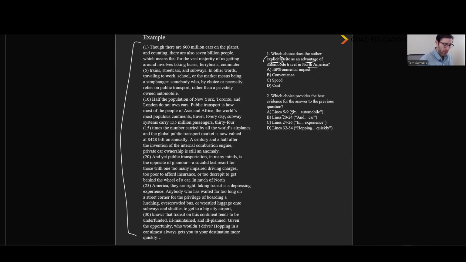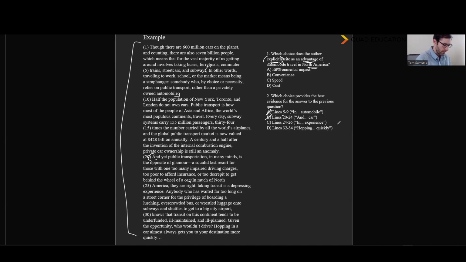So we have 5 through 9 in automobile. So we go here and see, in other words, traveling to work, school, or the market means being a strap hanger. Somebody who, by choice of necessity, relies on public transport rather than a privately owned automobile. So that doesn't tell us anything about an advantage of North American travel. Next, we have and car 20 to 24. So, and yet public transportation in many minds is the opposite of glamour, a squalid last resort for those with 1 too many impaired driving charges, 2 poor to afford insurance, or 2 decrepit to get behind the wheel of a car. So that's telling us something about public transportation, but nothing about North America. So we're going to say no to that one.